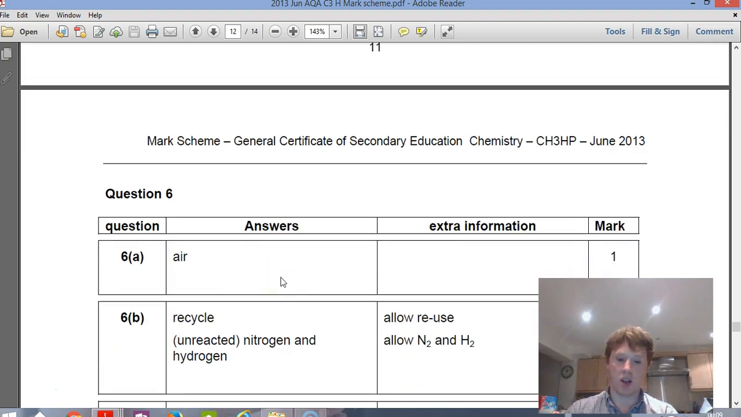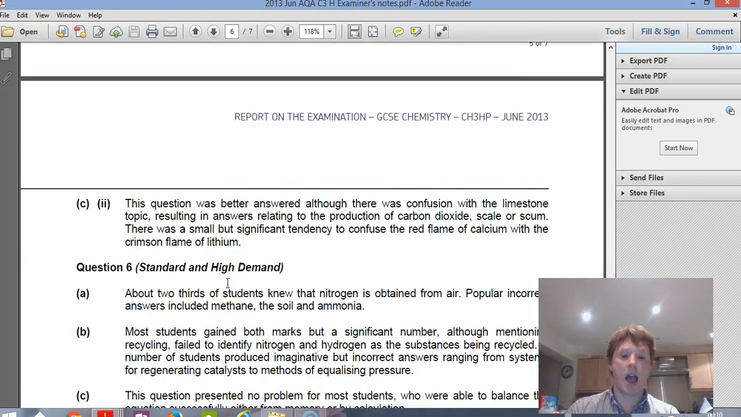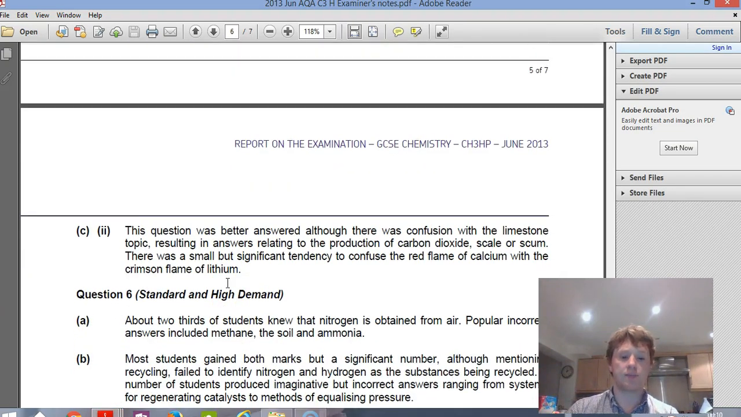Recycle unwanted nitrogen, or reuse unwanted nitrogen and hydrogen. Because it's an equilibrium, you will never get 100% of the nitrogen and hydrogen reacting. It will be a waste to just let it out, so you put it back and react it again. And make sure you know which substances are being recycled.